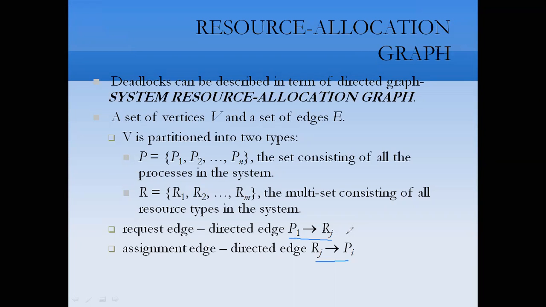Here, a directed edge Pi → Rj is called a request edge, and a directed edge Rj → Pi is called an assignment edge.